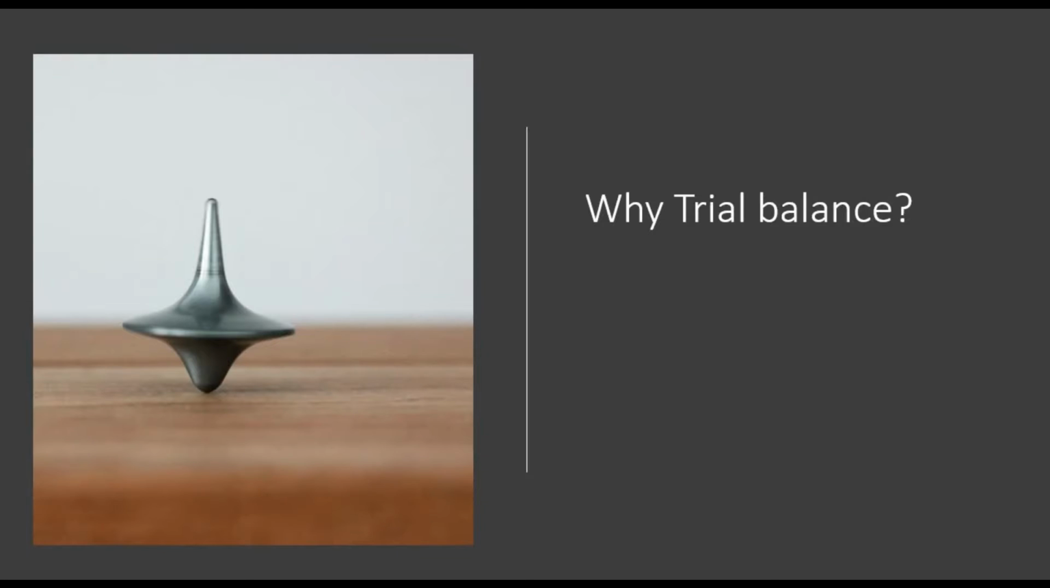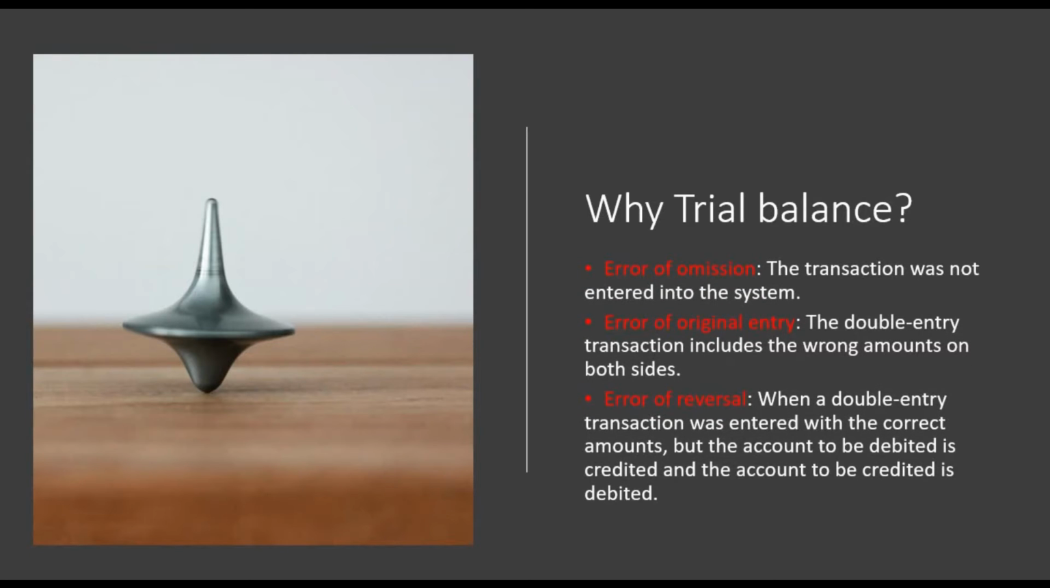What kind of errors? It helps to find the errors of omission. That means the transaction was not entered into the system. And errors of original entry. The double entry transaction includes the wrong amounts on both sides. And the third one is error of reversal. When a double entry transaction was entered with the correct amounts, but the account to be debited is credited and the account to be credited is debited.